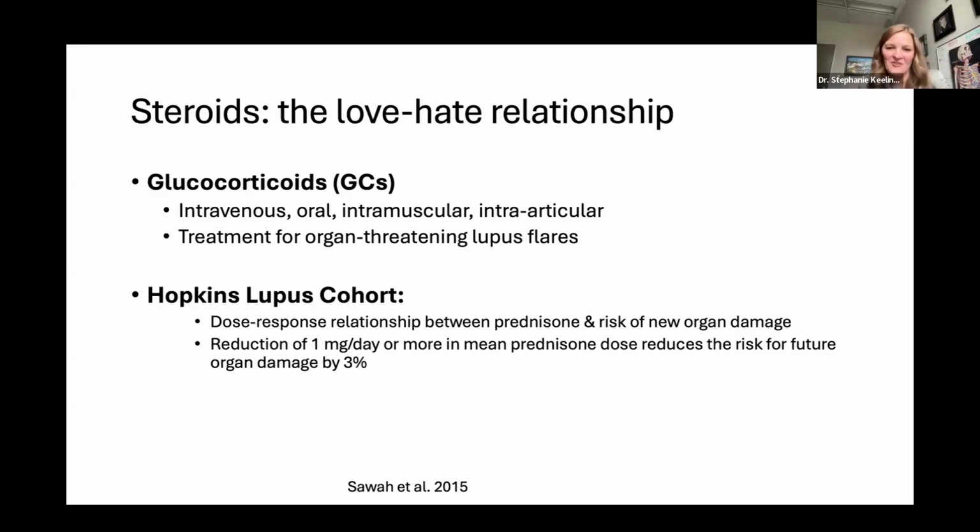Like that lady, that author that I showed you at the beginning, or cataract formation, or just general osteoporosis, or even cardiovascular risk goes up with steroids.